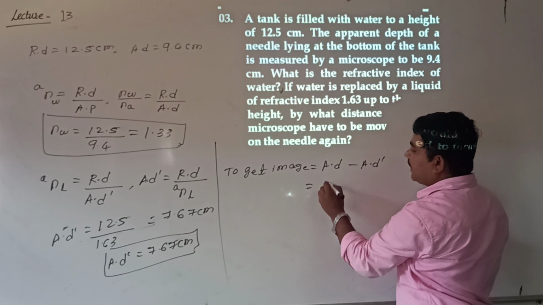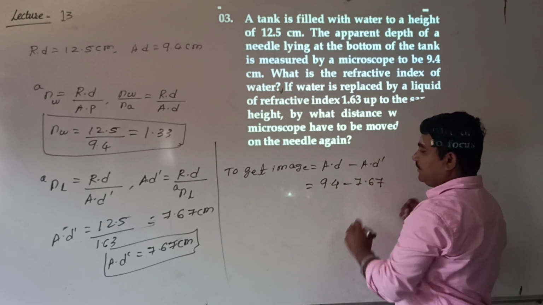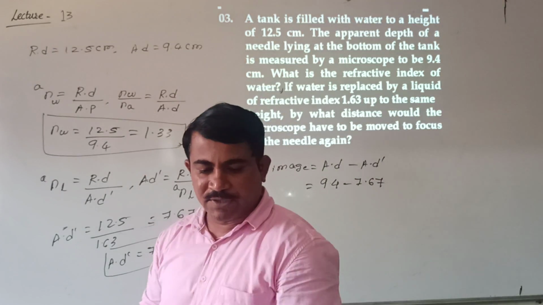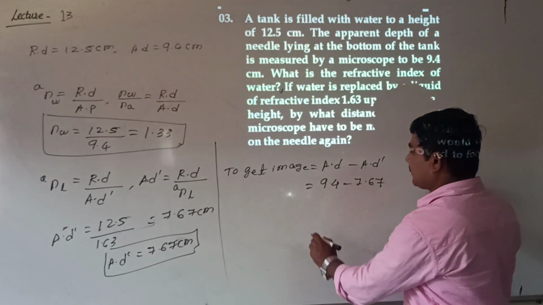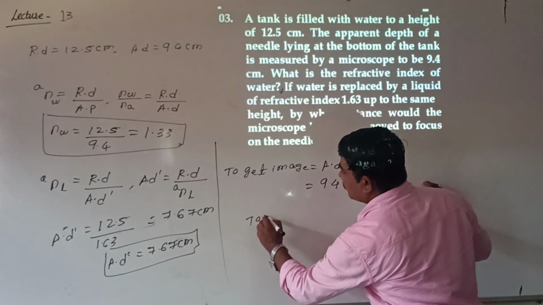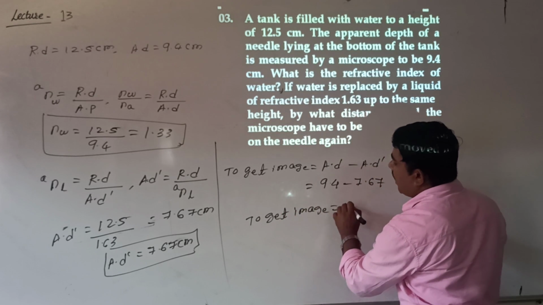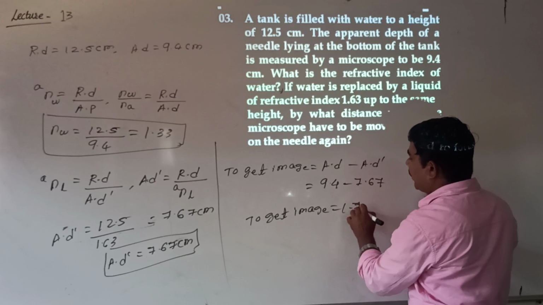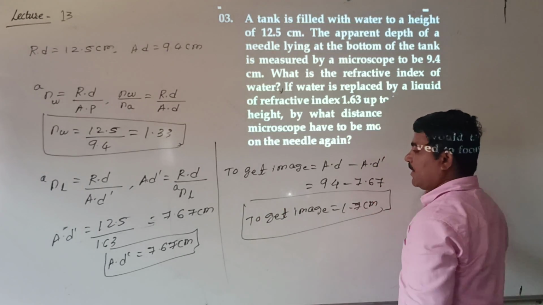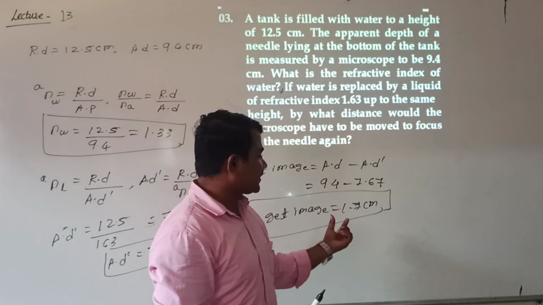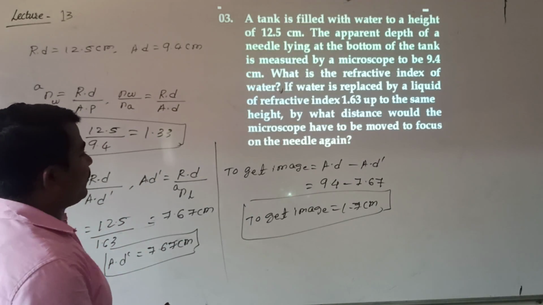What is the initial apparent depth? That is 9.64, and 7.67. Right. Then what value are we nearly getting? Nearly 1.7 centimeter. To get the image, how should the microscope move? The microscope should move by 1.7 centimeter. To focus the needle, to focus the image, the microscope should move by this distance. This is the solution of it. Copy it. Let us move to the next numerical.